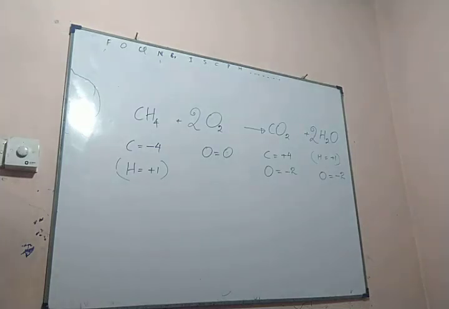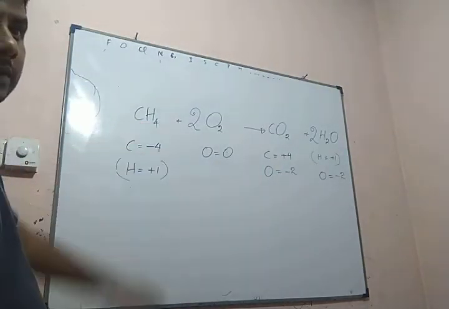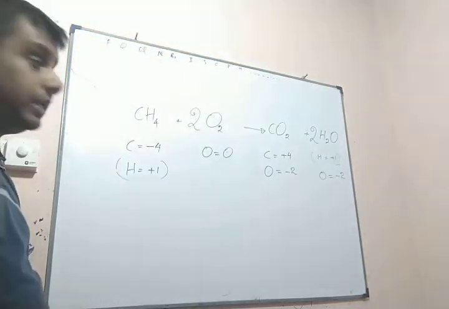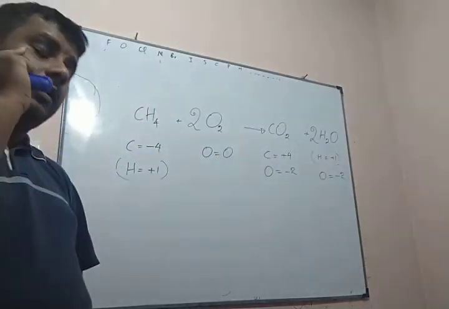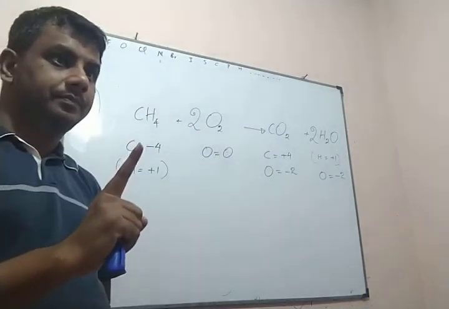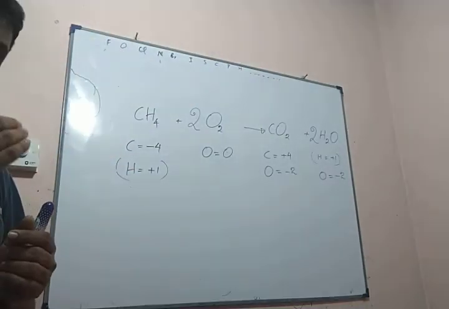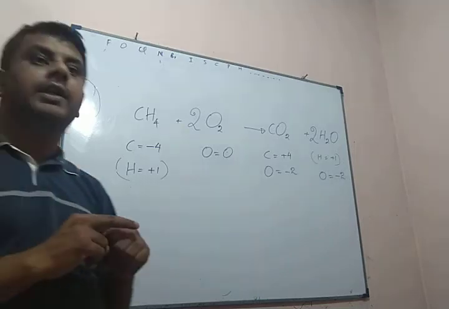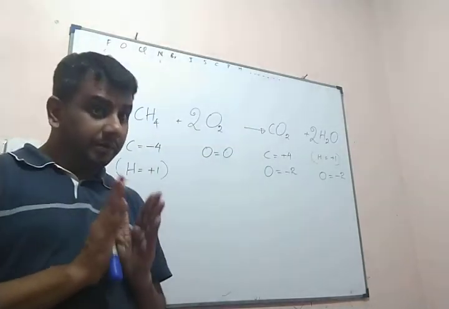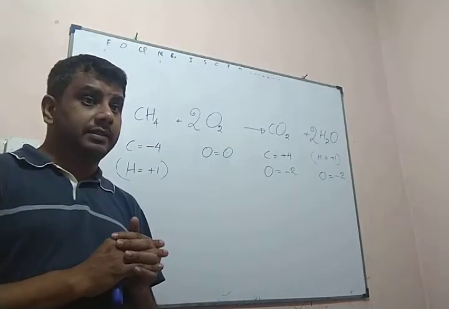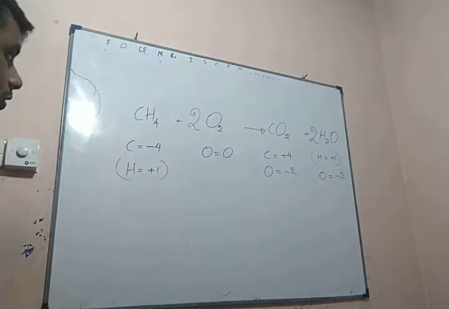Which one is the oxidizing agent and which one is the reducing agent? CH4 is the reducing agent. O2 is the oxidizing agent. You have learned those things in unit 1. Anything that undergoes reduction is an oxidizing agent. Anything that undergoes oxidation is a reducing agent. You should remember that. We have studied it completely, so I don't need to repeat it again.